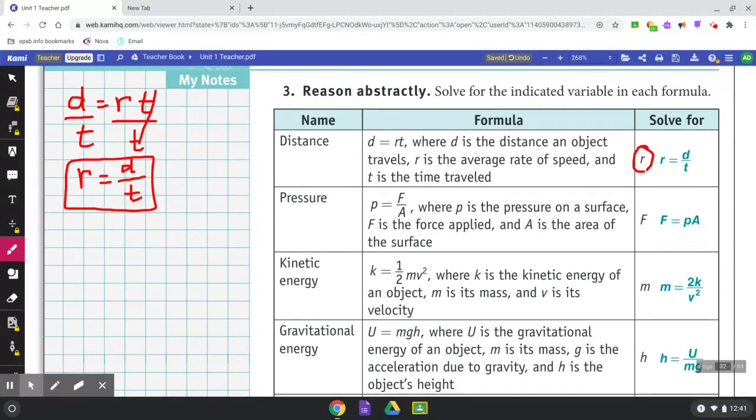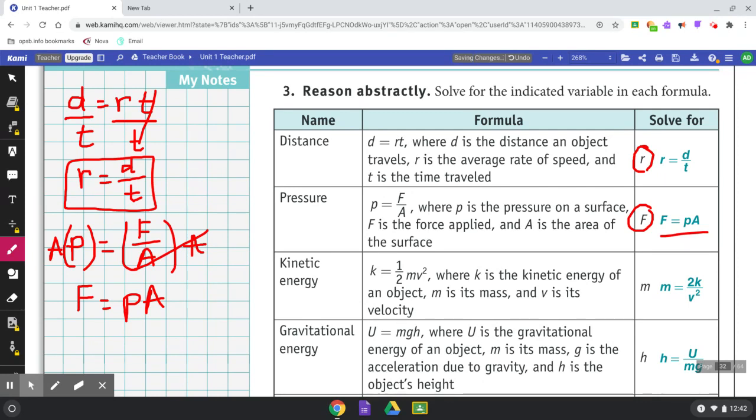Okay? Now in the pressure formula, P equals F divided by A, where P is the pressure on a surface, F is the force applied, and A is the area of the surface, they ask you to solve for the variable F, force. So when I have P equals F divided by A, and it asks me to solve for the specific variable F, I'm going to multiply both sides by that denominator, A. When I multiply both sides by A, my A's cancel and leave me with F equals A times P. So F equals P times A. Same thing. Okay, that's where that comes from.